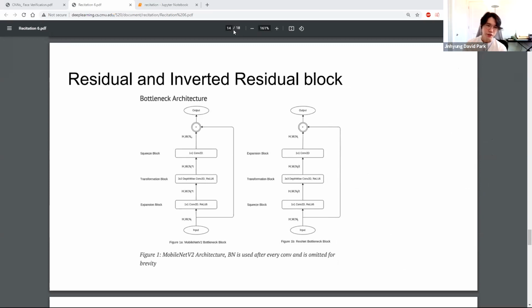I think I saw another question. How does the block squeeze or expand? Okay, so the question, I believe, is how can a 1x1 convolution squeeze or expand? The 1x1 convolution only refers to the height and width of the kernel or the filter that you convolve over.